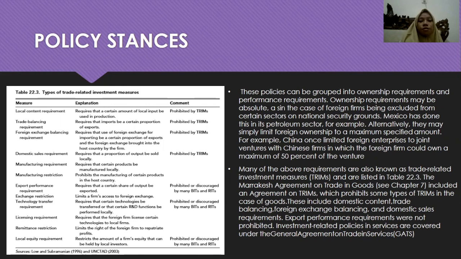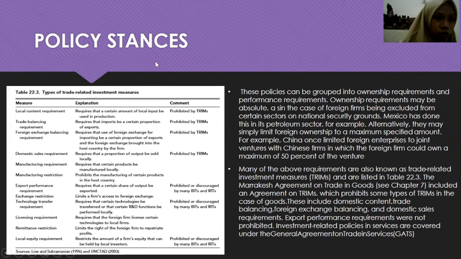The Uruguay Round agreement on trade included an agreement on TRIMs, which prohibits some types of TRIMs in the case of goods. This includes domestic content, trade balancing, foreign exchange balancing and domestic sales requirements. Export performance requirements were not prohibited. Investment-related policies in services are covered under the General Agreement on Trade in Services.